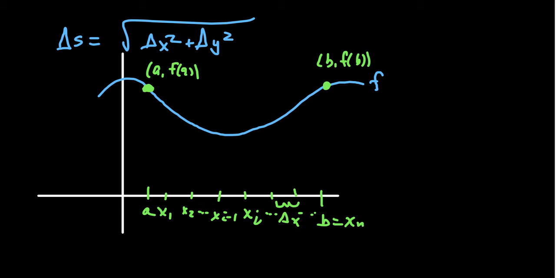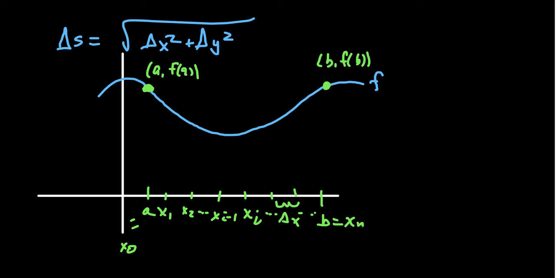We're going to have n subdivisions. B is the last one. And then xa as usual. Sorry, xa is just x0 as usual. Now, we're not going to be drawing rectangles under the curve per se, but what we want to do is we're going to use the subdivision along the x-axis to subdivide the curve.